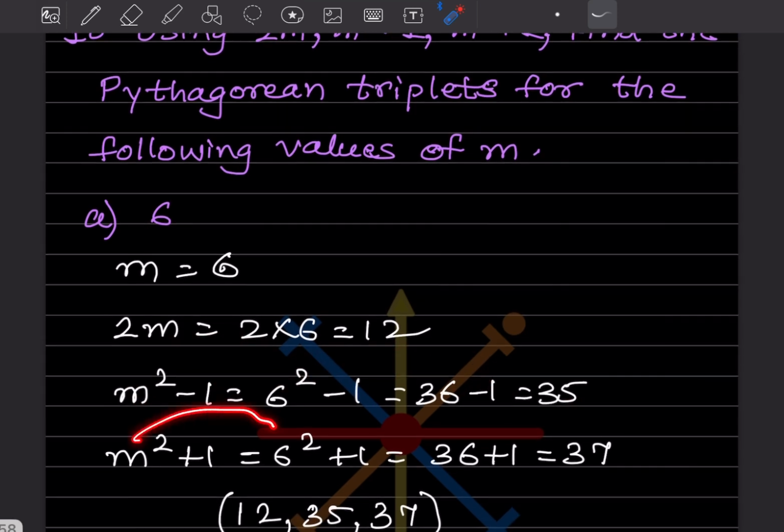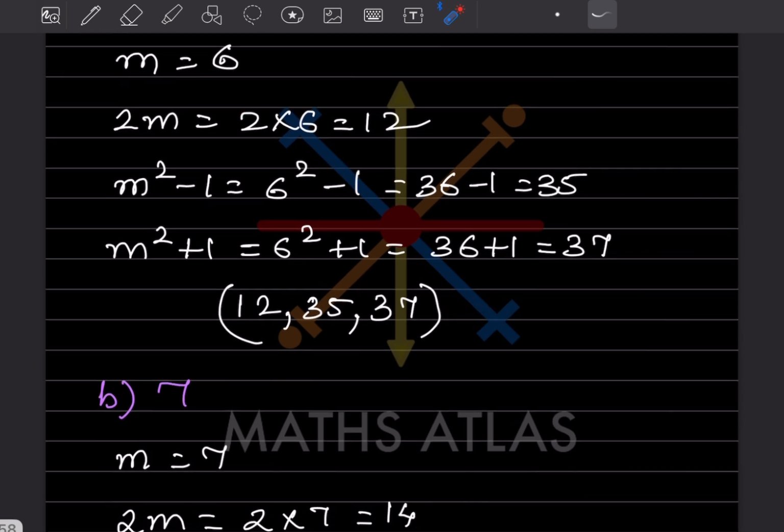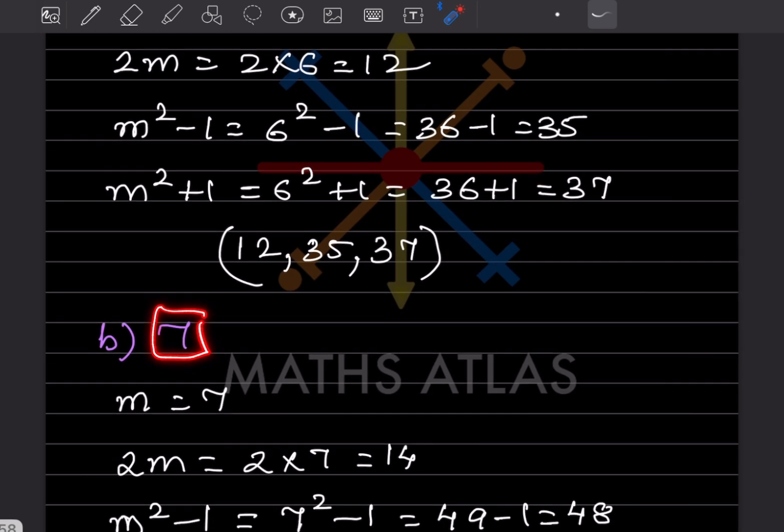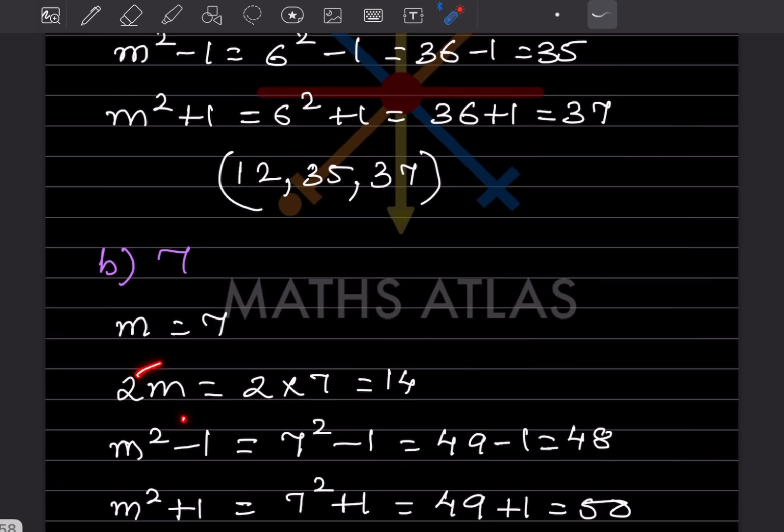M square plus 1. So m square means 6 square plus 1. That is 36 plus 1, which is 37. So Pythagorean triplet means how are you going to write it? 12, 35 and 37. So this is the answer. Now when m is given as 7, 2m is going to be 2 into this 7.